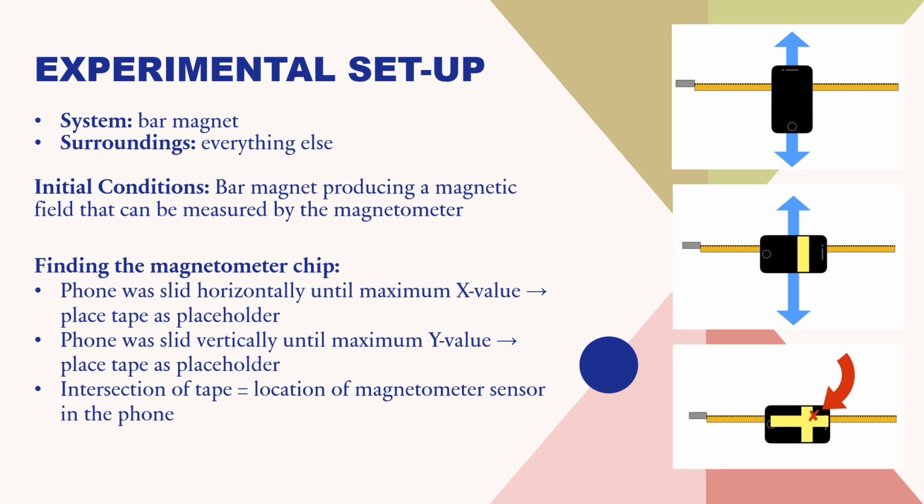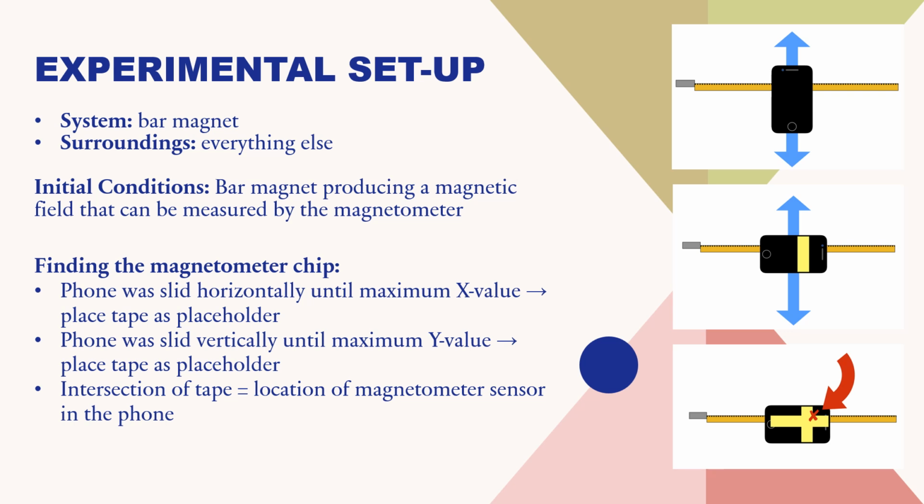For the initial conditions, we have that the bar magnet was producing a magnetic field that can be measured by the magnetometer. For finding the magnetometer chip in the phone, we slid our phone horizontally until the maximum X value was detected, and we placed a piece of tape as a placeholder. The phone was then slid vertically until the maximum Y value was reached, and again we used a piece of tape as a placeholder.